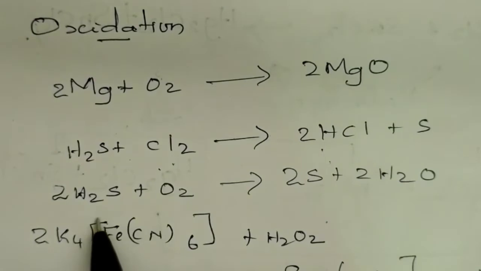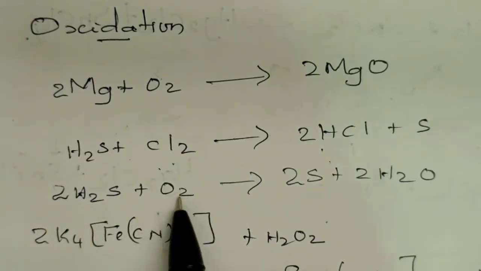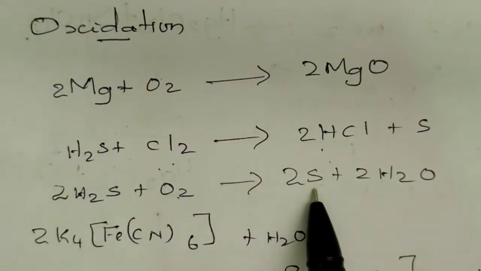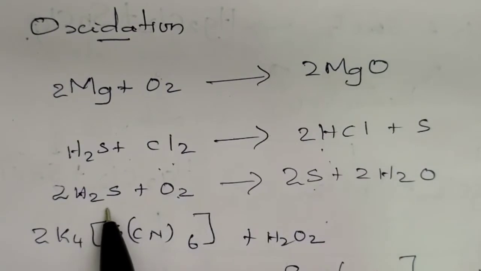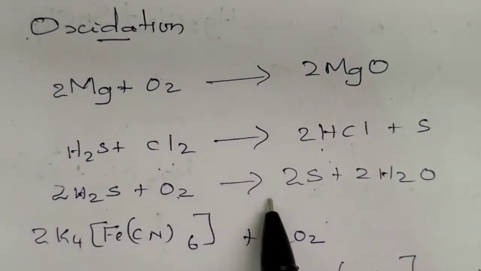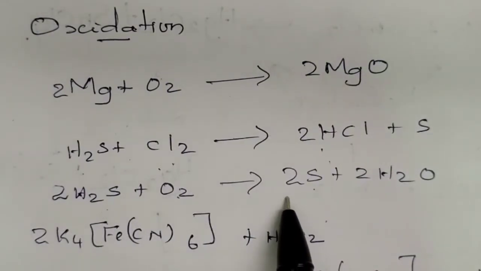In the next equation, H2S when reacted with oxygen, we get sulfur, that is, hydrogen is removed from hydrogen sulfide. So removal of hydrogen is also called oxidation.